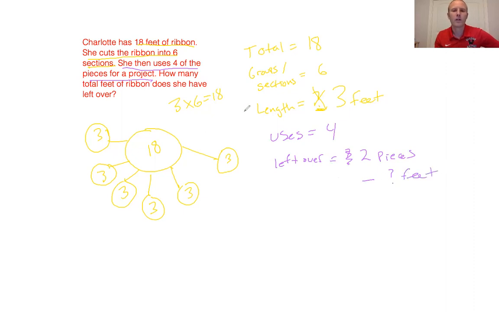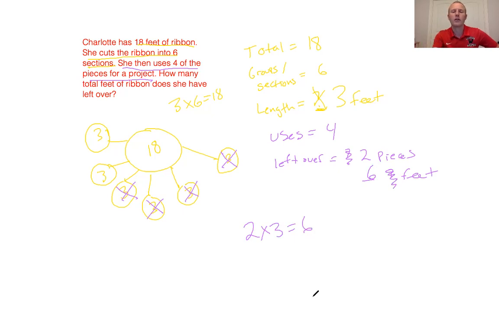Okay. So I'm going to go over here on my number bond, and I'm going to cross off the 4 that she used. So she used that one, that one, that one, and that one. And I think that gives me a really good picture of what's happened here, is that she's used all 4, and she has 2 more pieces, and they're each 3 feet long. So we know then that 2 groups of 3 is 6. So she would have 6 feet left over and get rid of that question mark there.